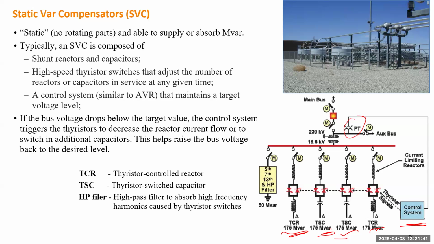So the control system will switch those sequencer-based controllers. Because there are a lot of reactors, capacitors, and also power electronics, there may be high order harmonics. So you really need to have some filter. The filter just tries to filter out some harmonics.